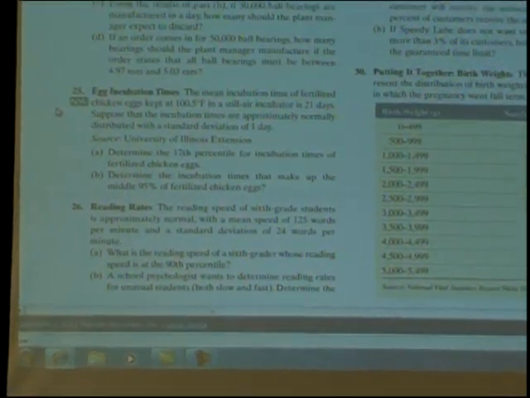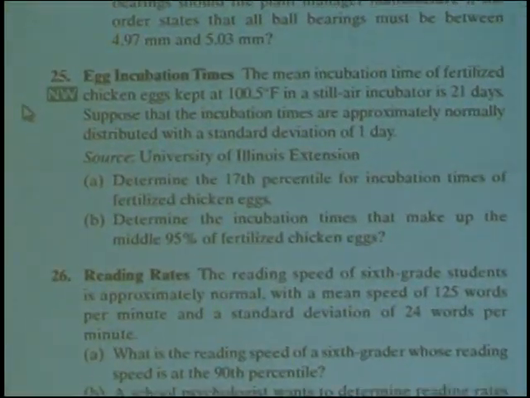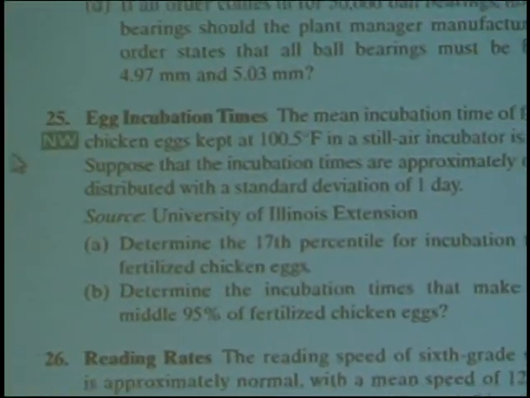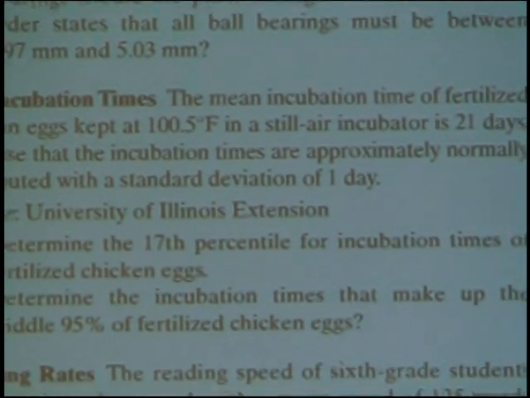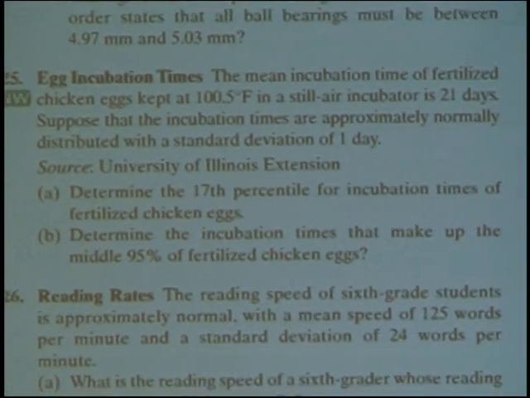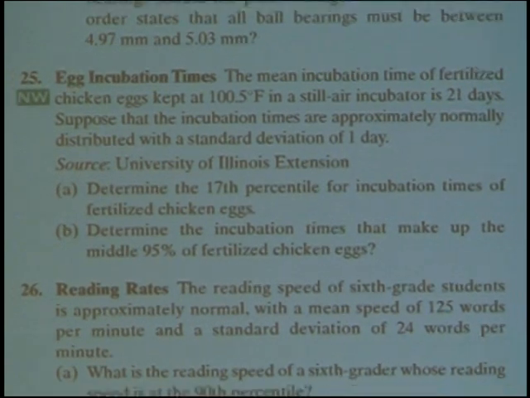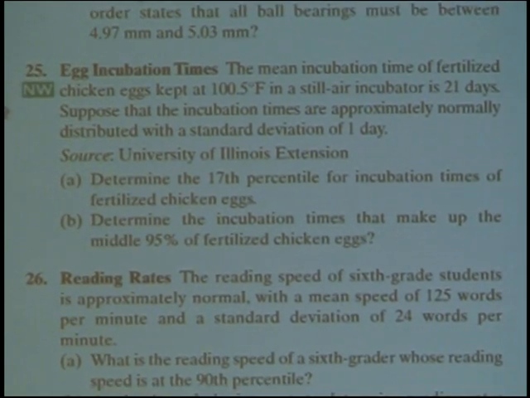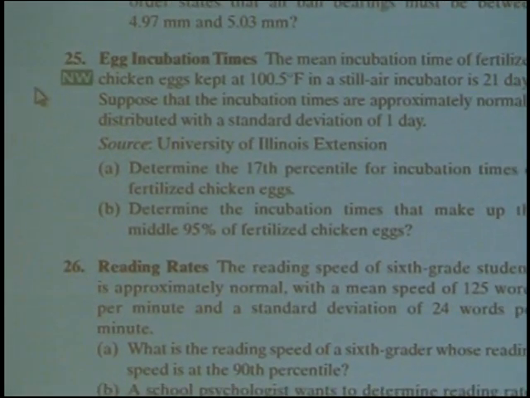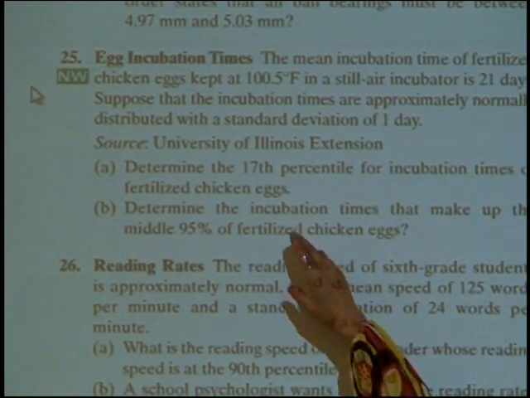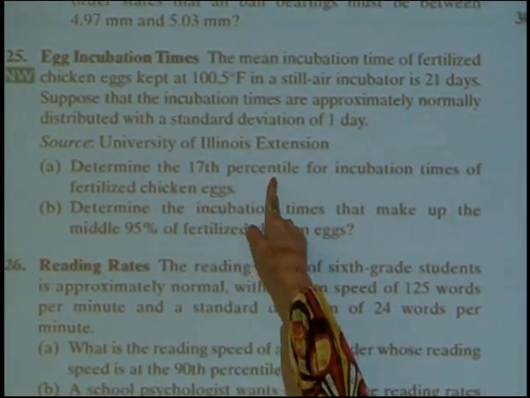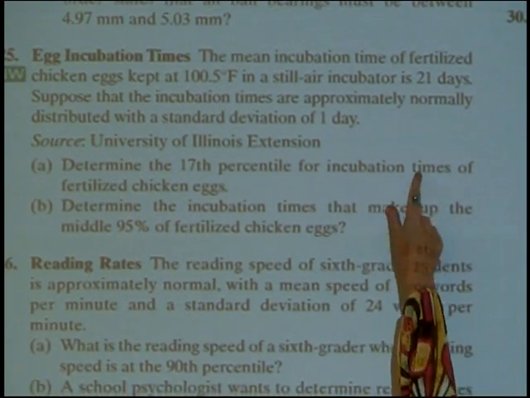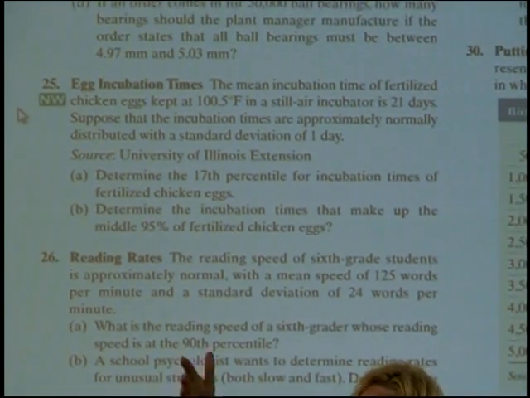It says the mean incubation time of fertilized chicken eggs kept at 100.5 degrees Fahrenheit in a still air incubator is 21 days. Suppose that the incubation times are approximately normally distributed with a standard deviation of 1 day. Now they want us to determine the 17th percentile for incubation times of fertilized chicken eggs.